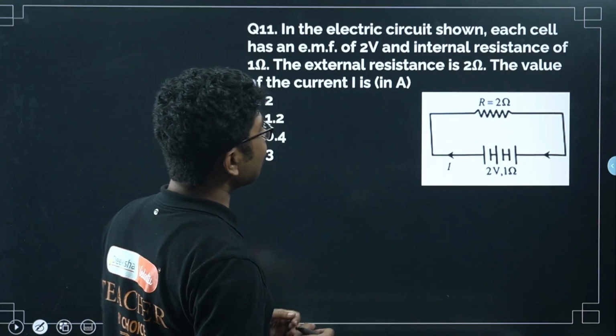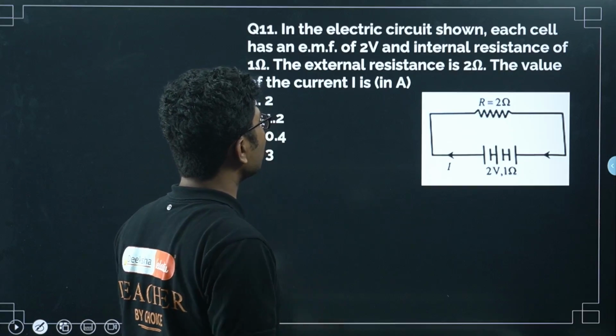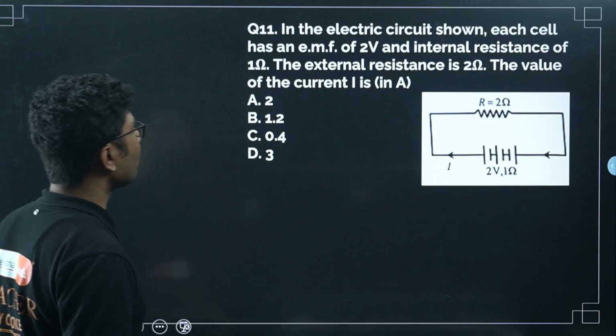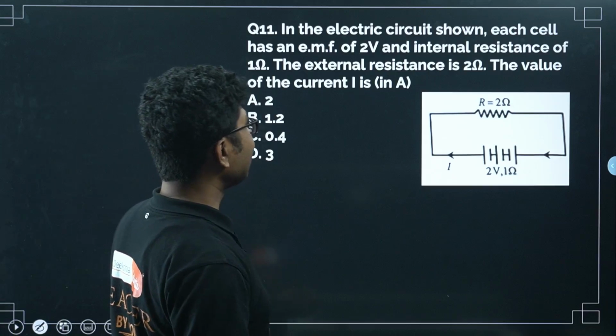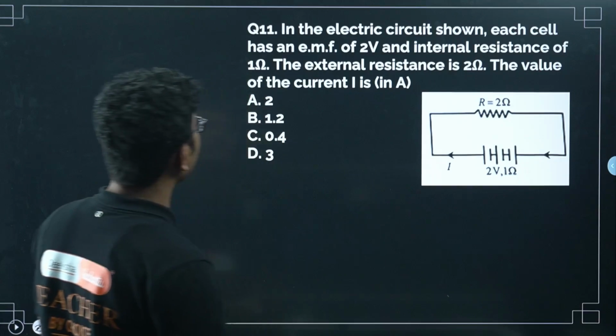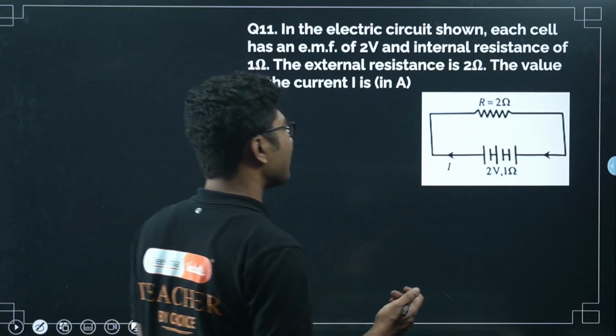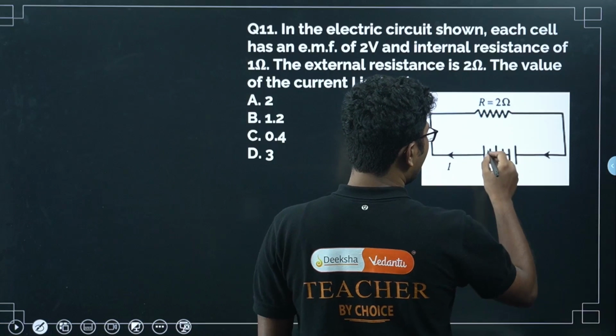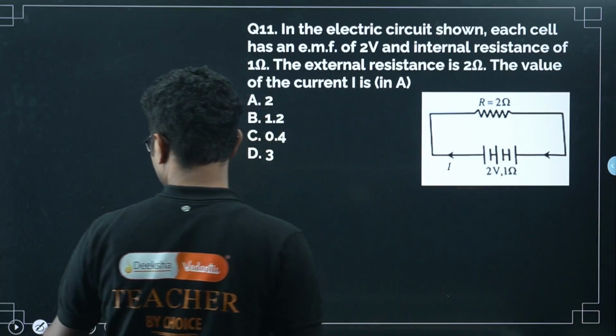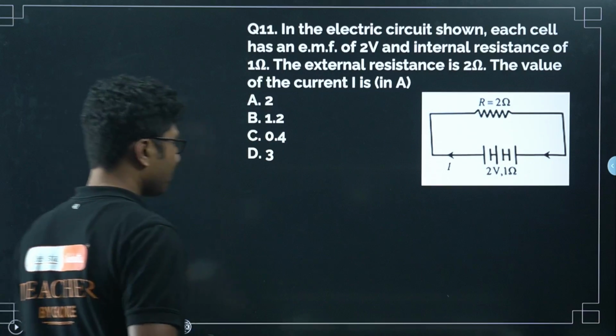In the electric circuit shown, each cell has an EMF of 2 volt and an internal resistance of 1 ohm. The external resistance is 2 ohm. Find the value of the current in this circuit. Very simple question. How many batteries are there? I think I have solved this question during one of my lectures.